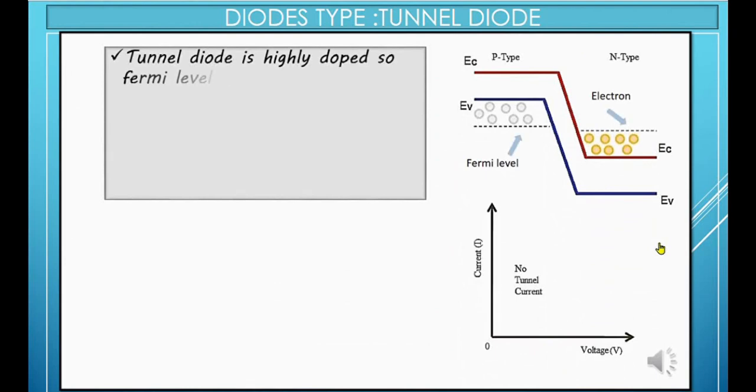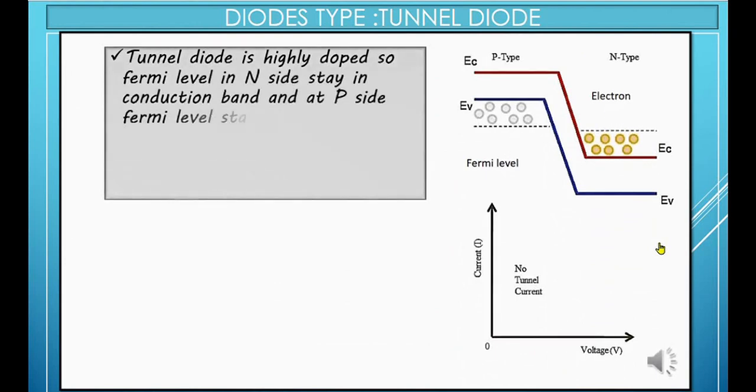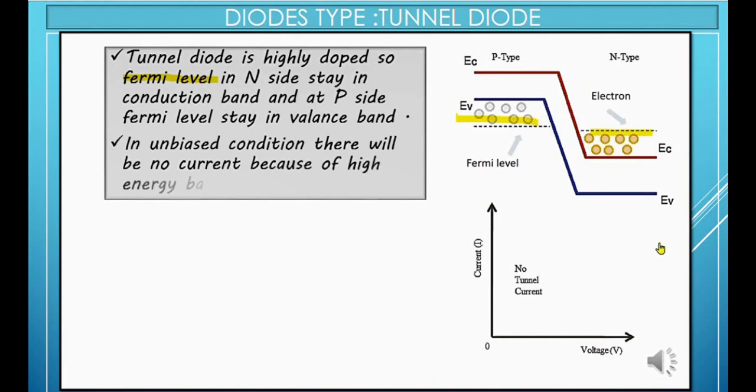This is the condition when no voltage supply is applied. We can see that the tunnel diode is heavily doped, so the Fermi level on the N side stays in the conduction band, and on the P side the Fermi level stays in the valence band. So both Fermi levels coincide with the conduction and valence band respectively. In open circuit condition there will be no current because the energy difference between electron and hole is very high.